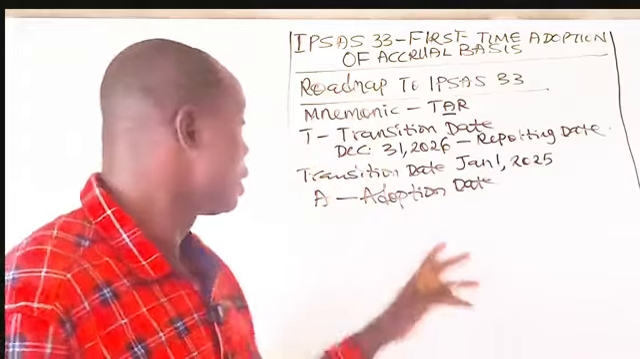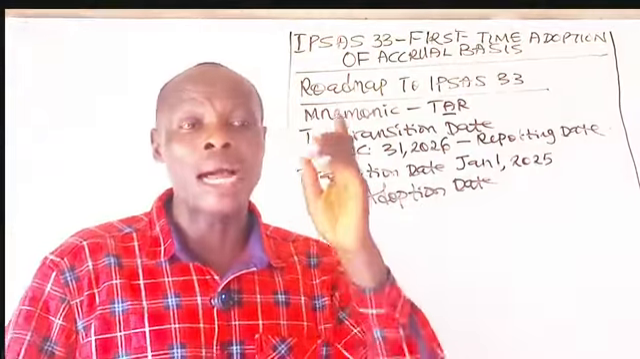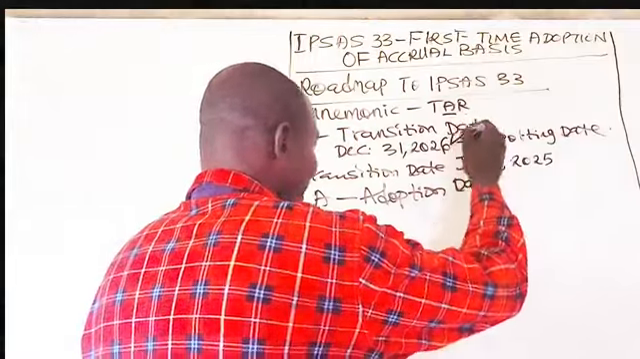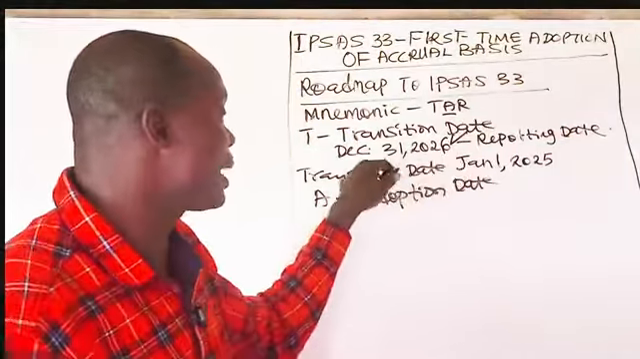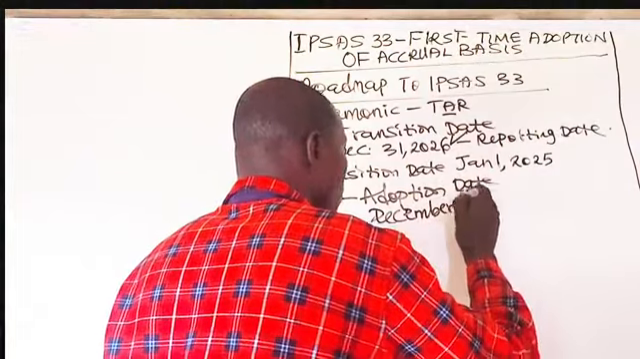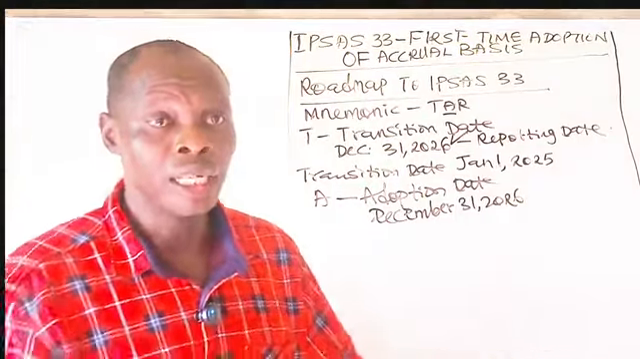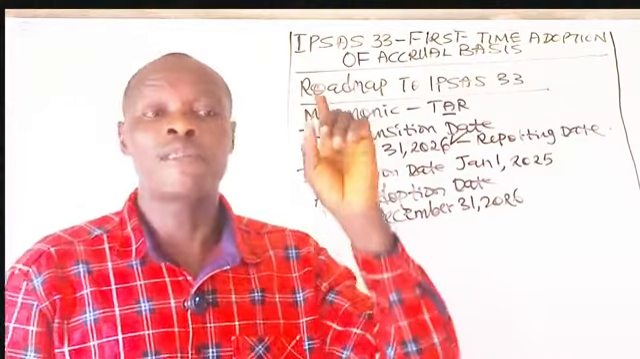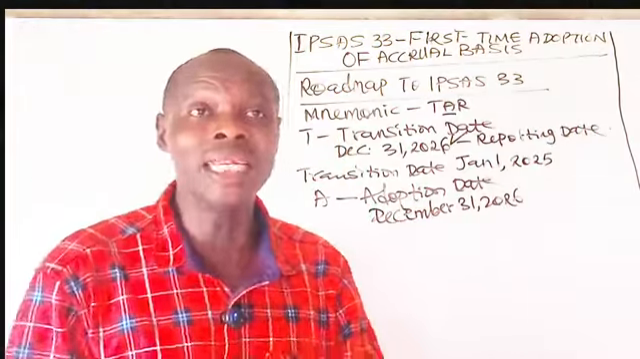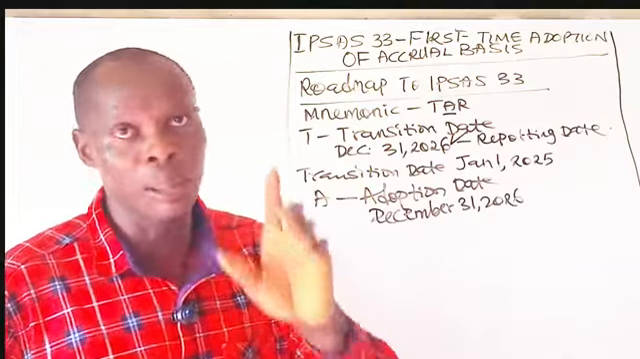Your adoption date is your official reporting date. Following our timeline, this will be December 31st, 2026. That will be the adoption date. It marks the end of the first official IPSAS reporting period.